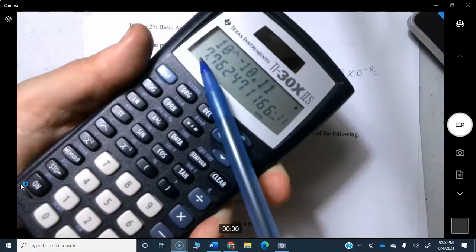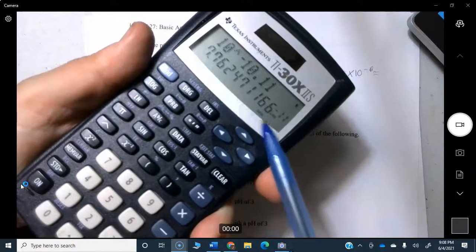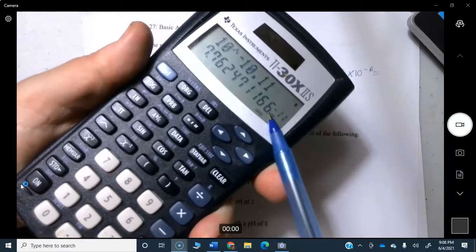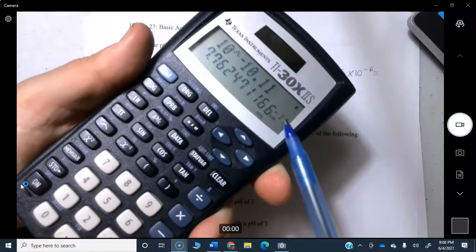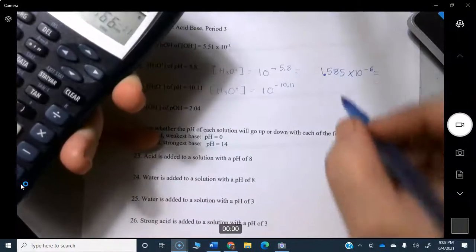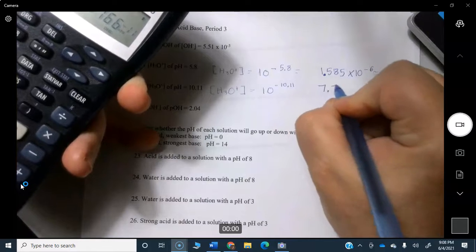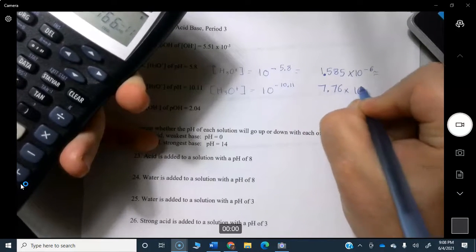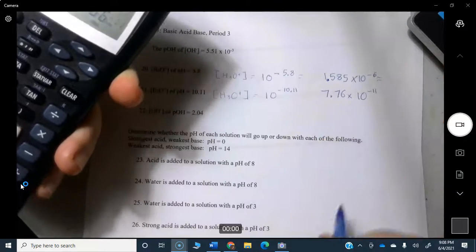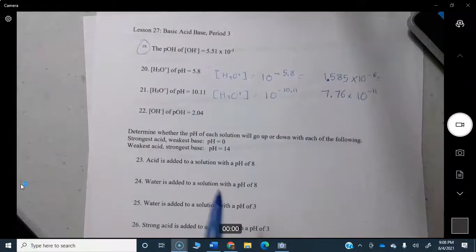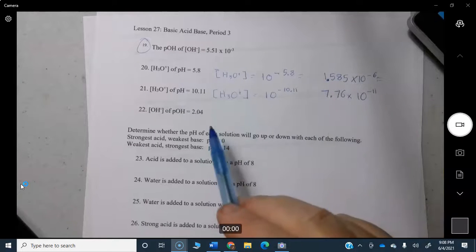So let's just call this 7.76. And then right there, in very small type, it says times 10 to the minus 11. So that's what that's telling you. Okay, so that's going to be 7.76 times 10 to the negative 11. So it gave it to you in scientific notation. For this one, you had to figure it out, but it's okay. You should know how to do that.